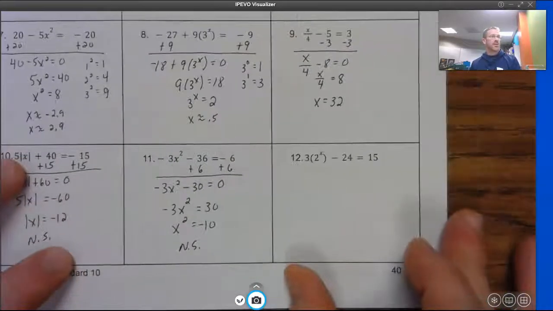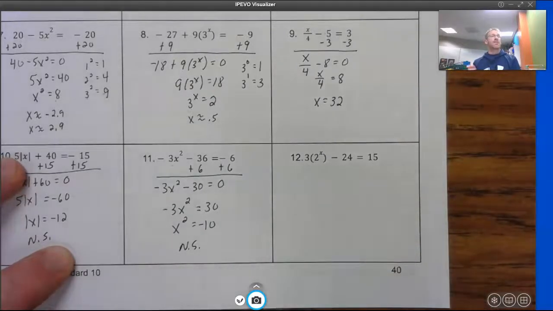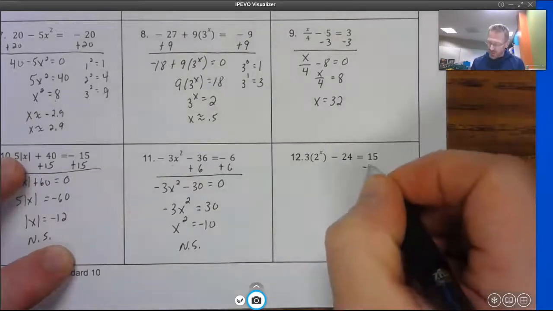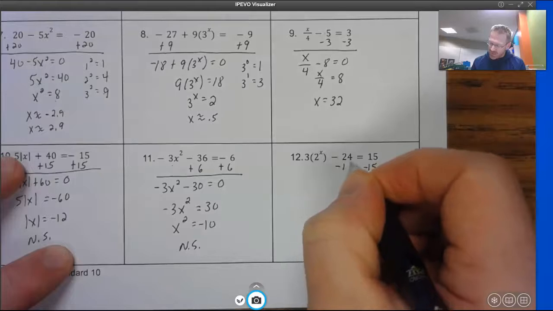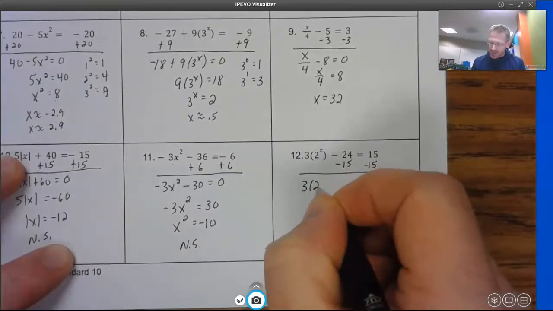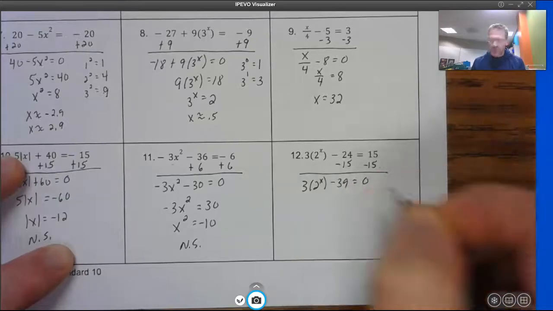All right, last one for our video. My x is the exponent, so I know this is exponential. I am expecting one solution. It's not equal to 0, so let's make it so. I'm going to subtract 15, number and number in alignment here. So 3 times 2 to the x minus 39 is equal to 0.